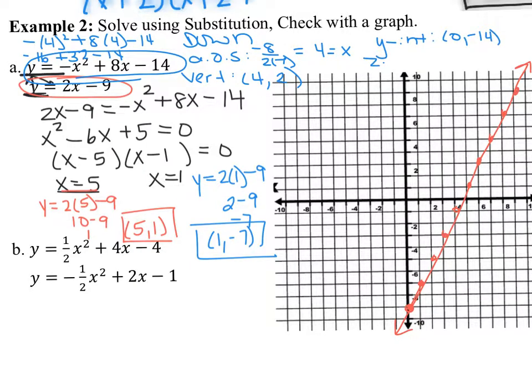And my zeros are going to be an irrational solution, so I'm not even going to find them because it's not going to help me graph them. So I have 4, 2. And then I have my y-intercept is 0, negative 14.